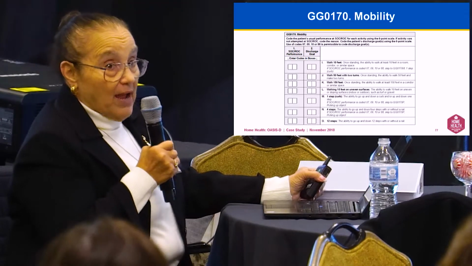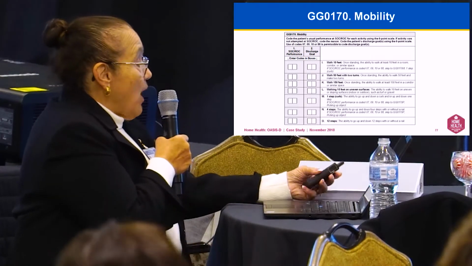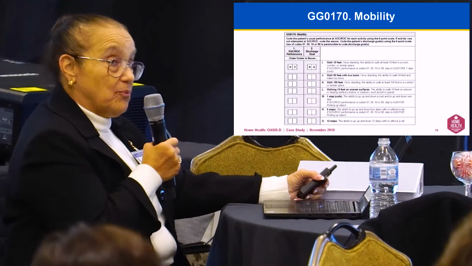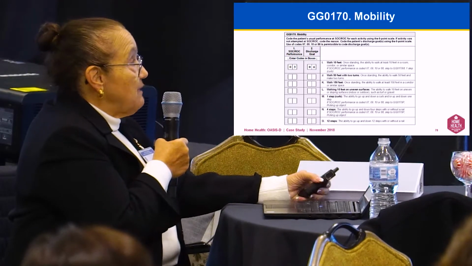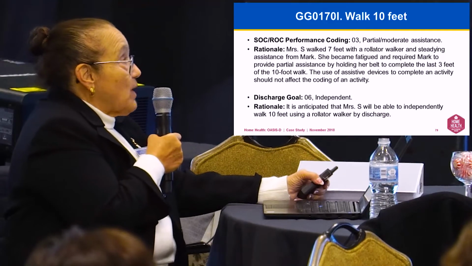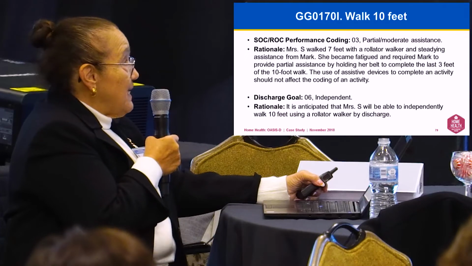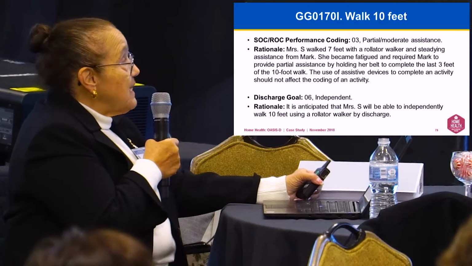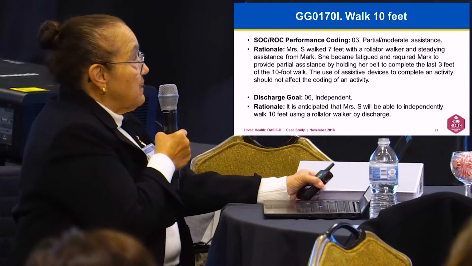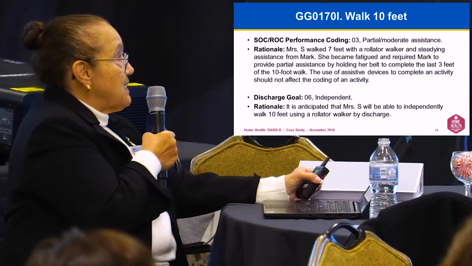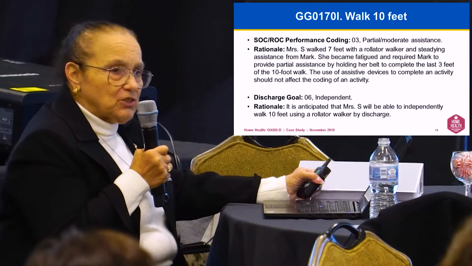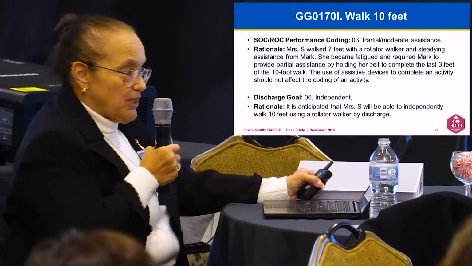As I said, this particular item is long. I, walking 10 feet. We have here that on start of care, she is an 03. On discharge, we believe she will return to independence. During the assessment, Mrs. S walked 7 feet with the rollator walker and a steady from her son, but she became fatigued and needed partial assistance with her son holding her belt in order to complete the last 3 feet. The use of the assistive device, the rollator walker, does not affect the coding. The question is, how much assistance did she need?